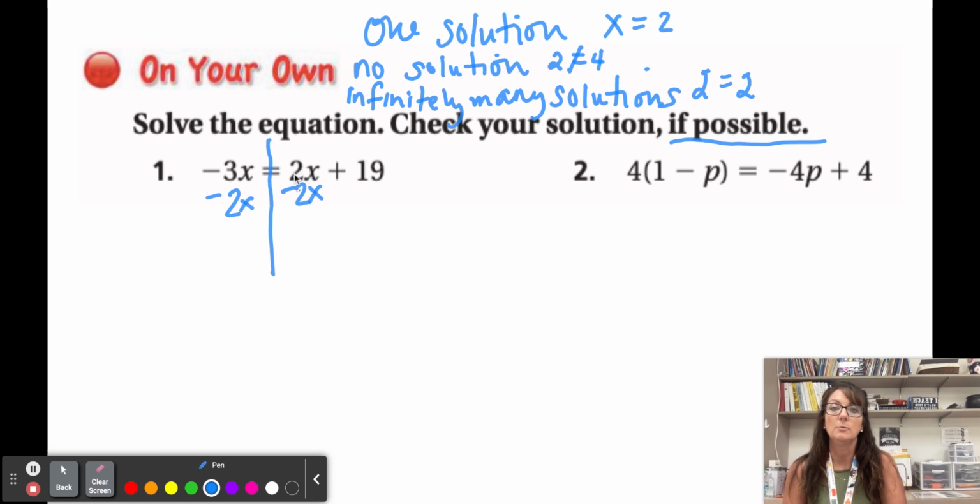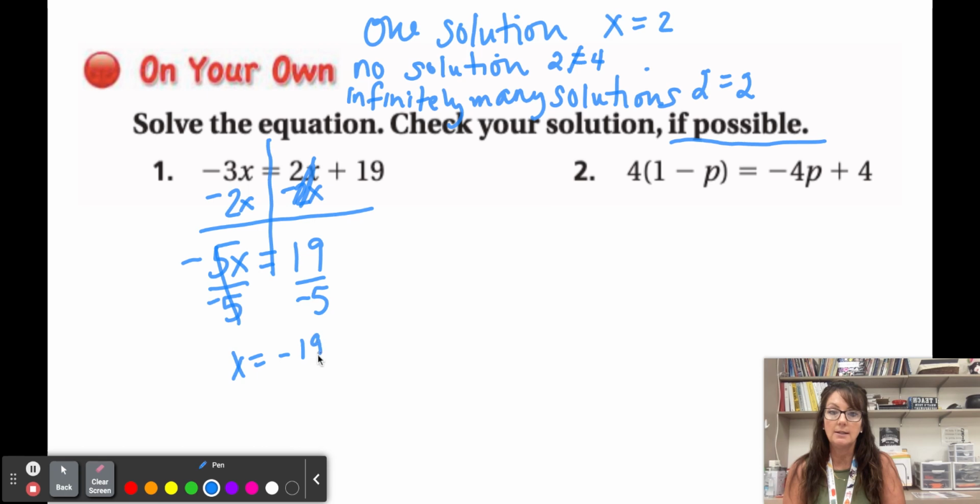Okay, so 2 minus 2 is 0. Always want to check that out. Negative 3 plus negative 2 is going to be negative 5x. Some integer math right there. Bring down the 19. With the variable, we're undoing multiplication with division. Divide both sides by negative 5. Okay, that cancels that. So x is equal to this negative 19 fifths.